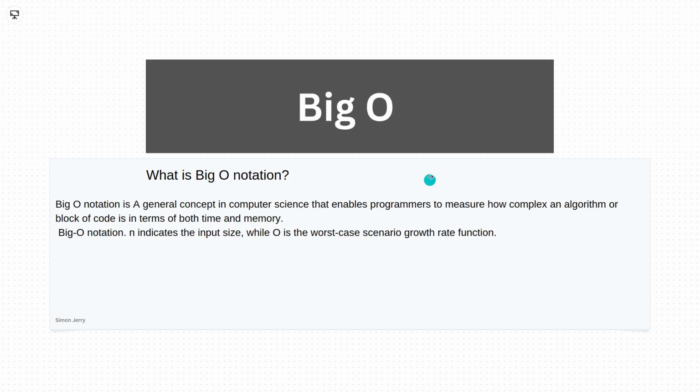Now, what is big O notation? Big O notation is a general concept in computer science that enables programmers to measure how complex an algorithm or block of code is in terms of both time and space. In big O notation, the n indicates the input size, while the O is the worst case scenario growth rate function. You can write code that works without knowing big O, but it is important you know the performance of your code. It is paramount you know how to measure algorithm performance.